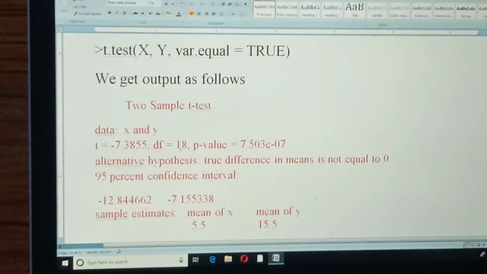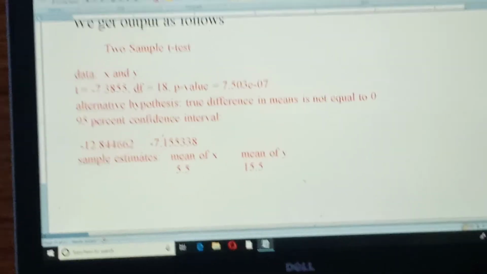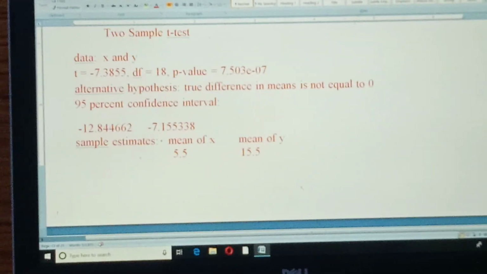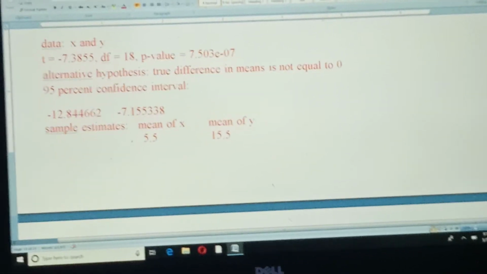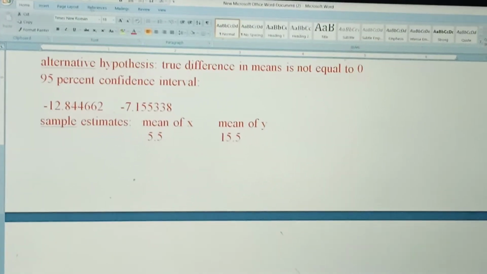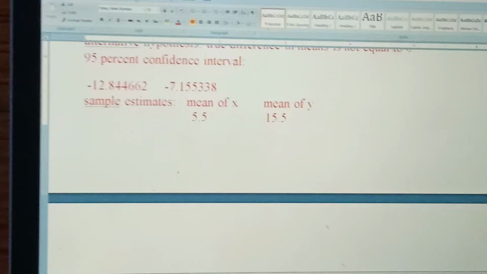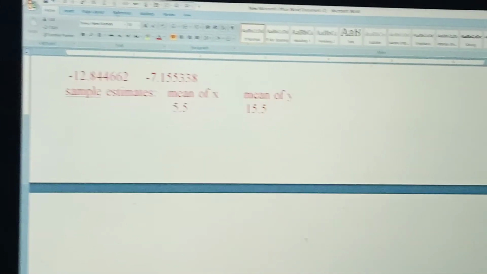R has performed a two sample t-test, and it has taken the data of x and y, and it calculates the t value, degrees of freedom, and p value, as well as providing the alternative hypothesis and the 95% confidence interval with confidence limits, and it also estimates the sample means of x and y, all of which you can look at in the output.